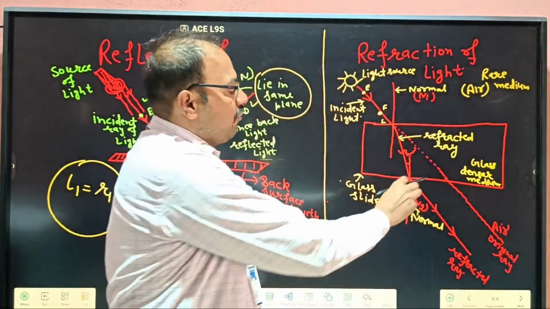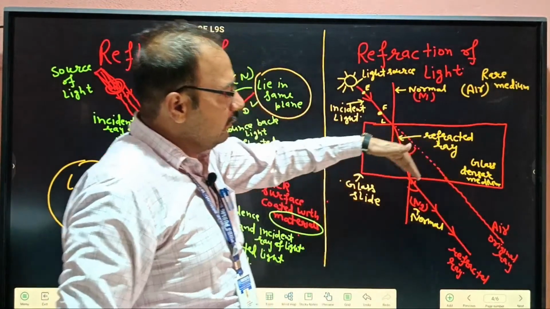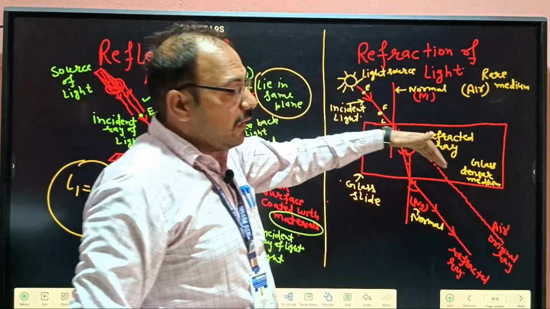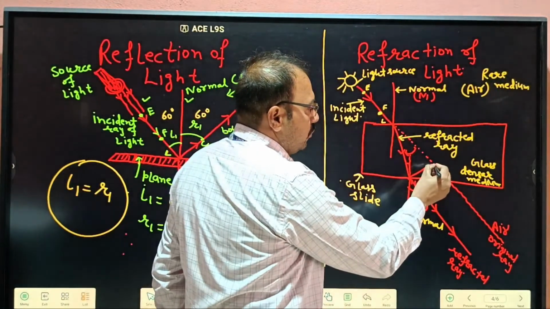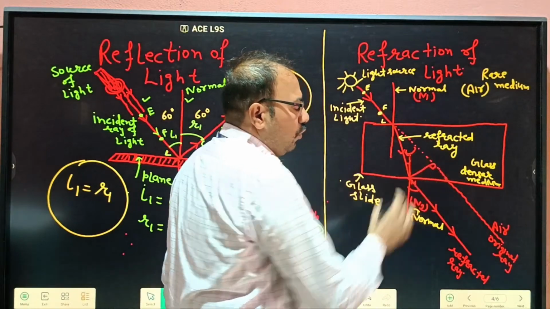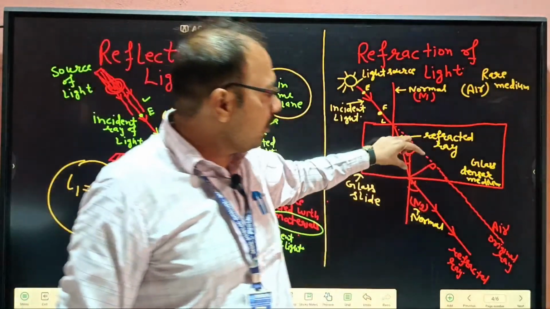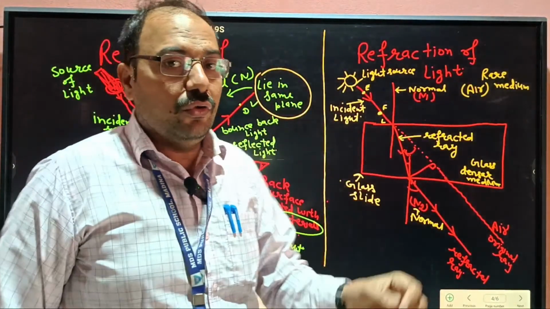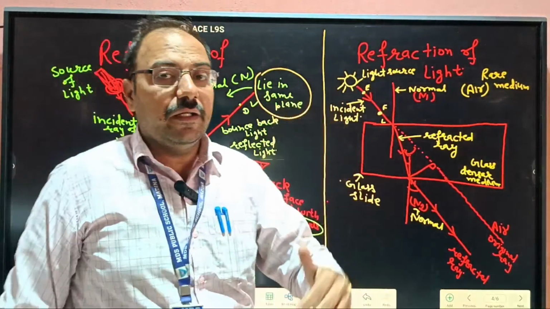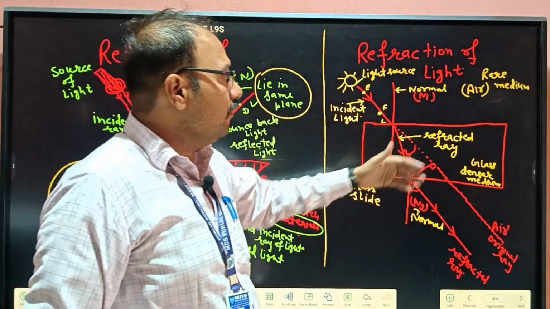So what is the difference between the paths? This is the difference between the original and the refracted path. We can find it by drawing a normal here. This distance we can measure using a scale. If you measure it with a scale, how much is it? About 2-3 centimeters. So we can say the ray is refracted 3 centimeters from the original path.